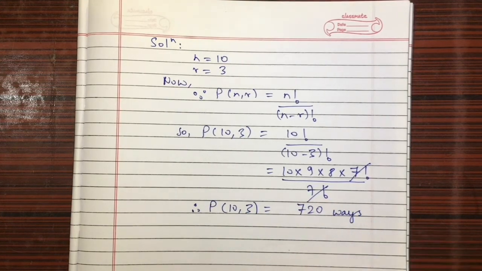Now what does this mean? It means that those 3 persons can sit in altogether 720 different ways in those 10 vacant seats. I'll repeat again, those 3 persons can sit in altogether 720 different ways in those 10 vacant seats. So this is the number of possibilities by which they can sit in 10 different vacant seats.